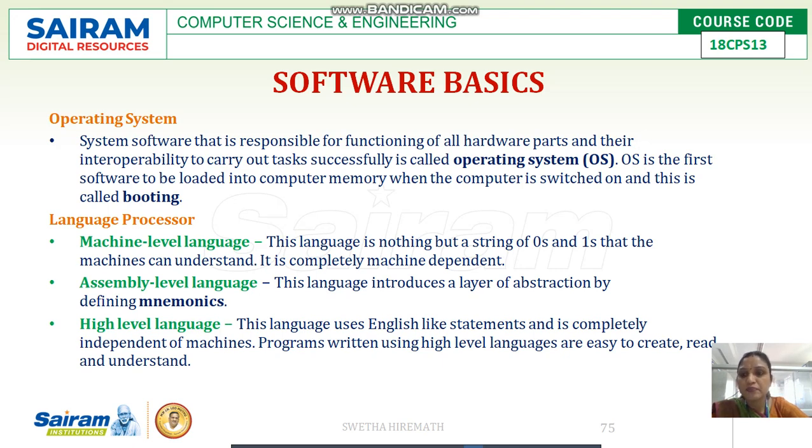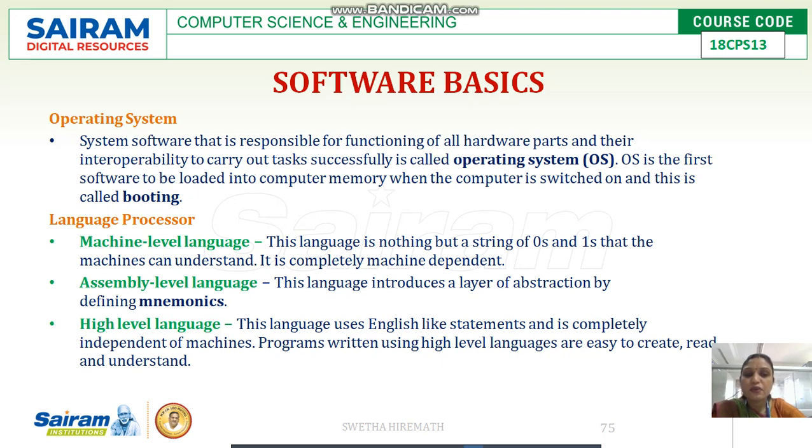Next, the language processor. It consists of three different types of languages: machine level language, assembly language, and high level language. The computer can understand only the machine level language, that is, in terms of only zeros and ones. So whatever we are writing has to be converted into the machine language, then only the computer will be able to understand and process the data we are giving to it.